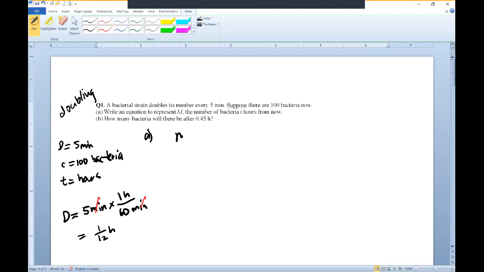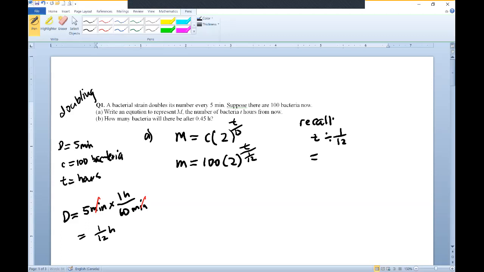So when we use the equation, m is equal to, because it is a doubling problem, c times 2 to the t divided by d. We sub in the values because we want to find what m is, and they just want an expression. 100 is the initial amount, 2, and then it's going to be t divided by the doubling period, which is 1/12. So recall right over here, when you do t divided by 1/12 as a fraction, ladies and gentlemen, it means you multiply by the reciprocal.